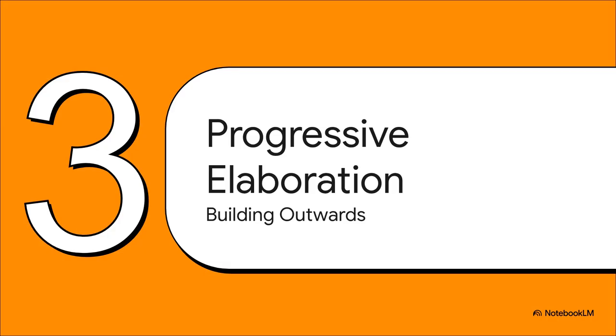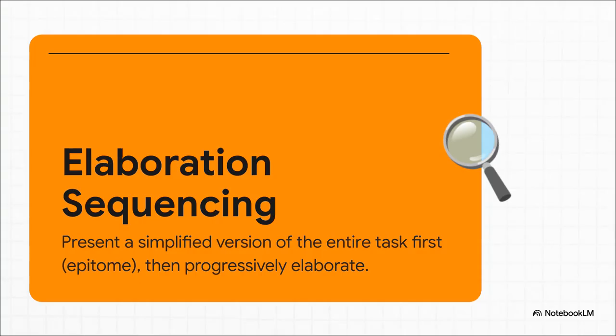All right, our final pattern for today also deals with complexity, but it does it in a really unique way. It's all about building outwards from a simple but totally functional core. This one's called elaboration sequencing. And the big idea here is to start with what's called an epitome, which is just a fancy word for a simplified but complete and working version of the final task. You can almost think of it like building a minimum viable product. You give the learner a functional whole right from day one.